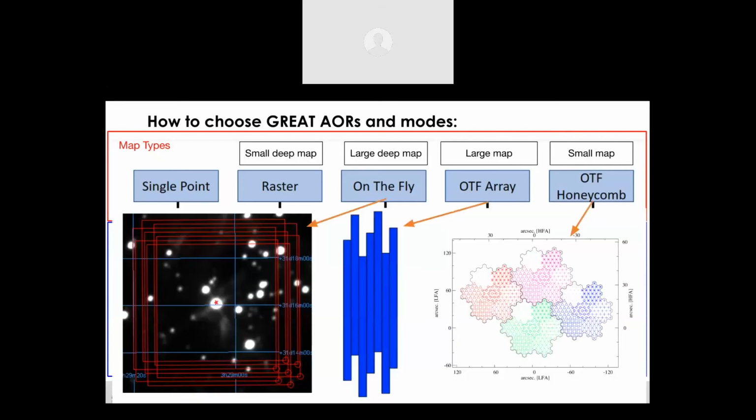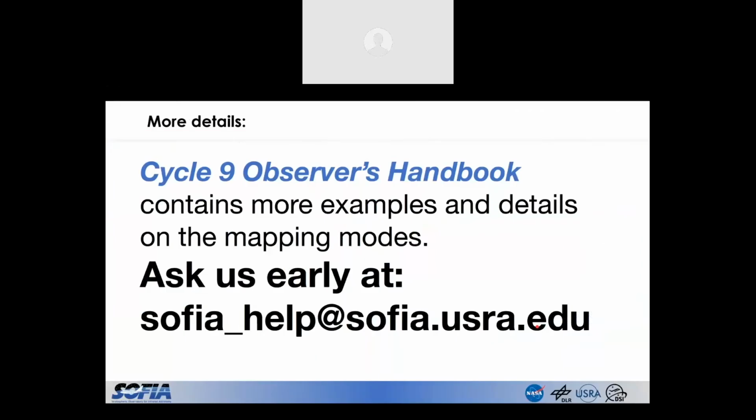So here are just some reference pictures, going back now to the mapping modes. You can find these in the Observer's Handbook so that you can easily find the sections with more details about all these mapping modes. The classical OTF map, the array OTF map, where you just do fewer stripes than in the classical one, or the honeycomb or snowflake mode. Why it is named like this is obvious, I think. So just look it up in the handbook.